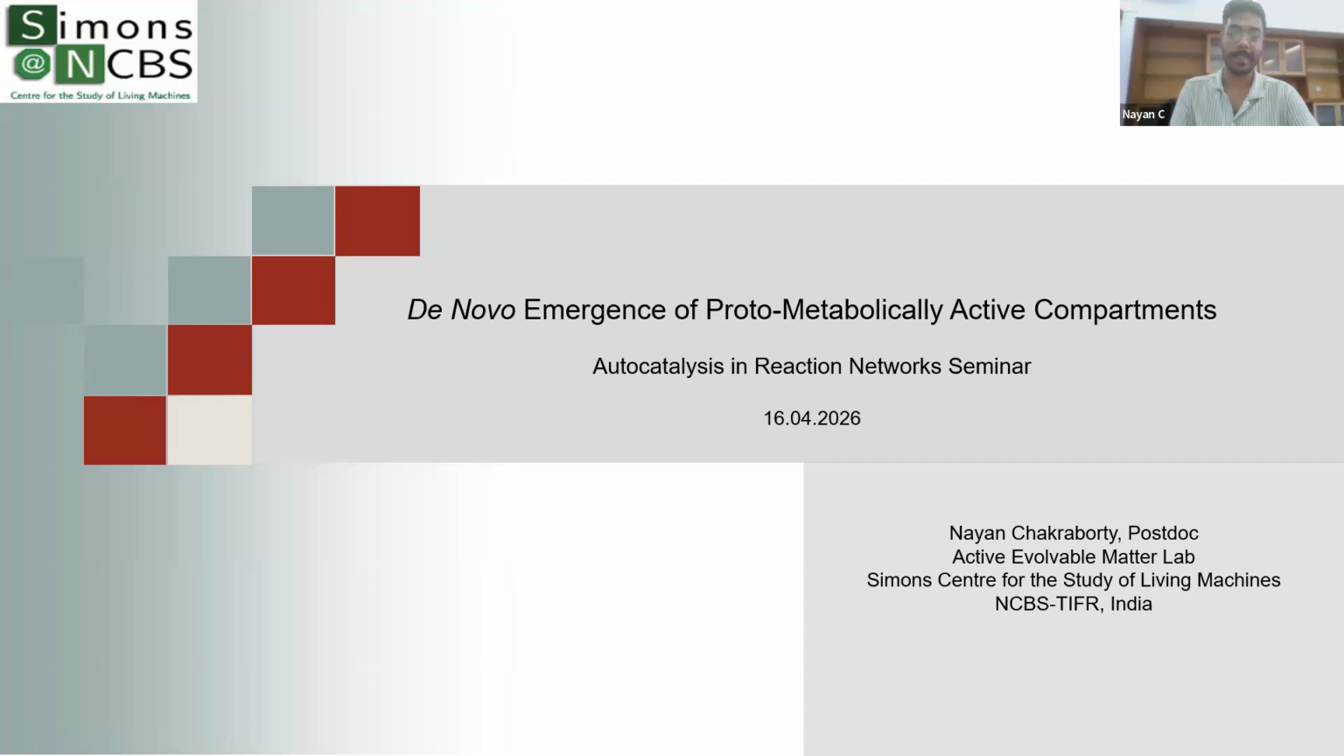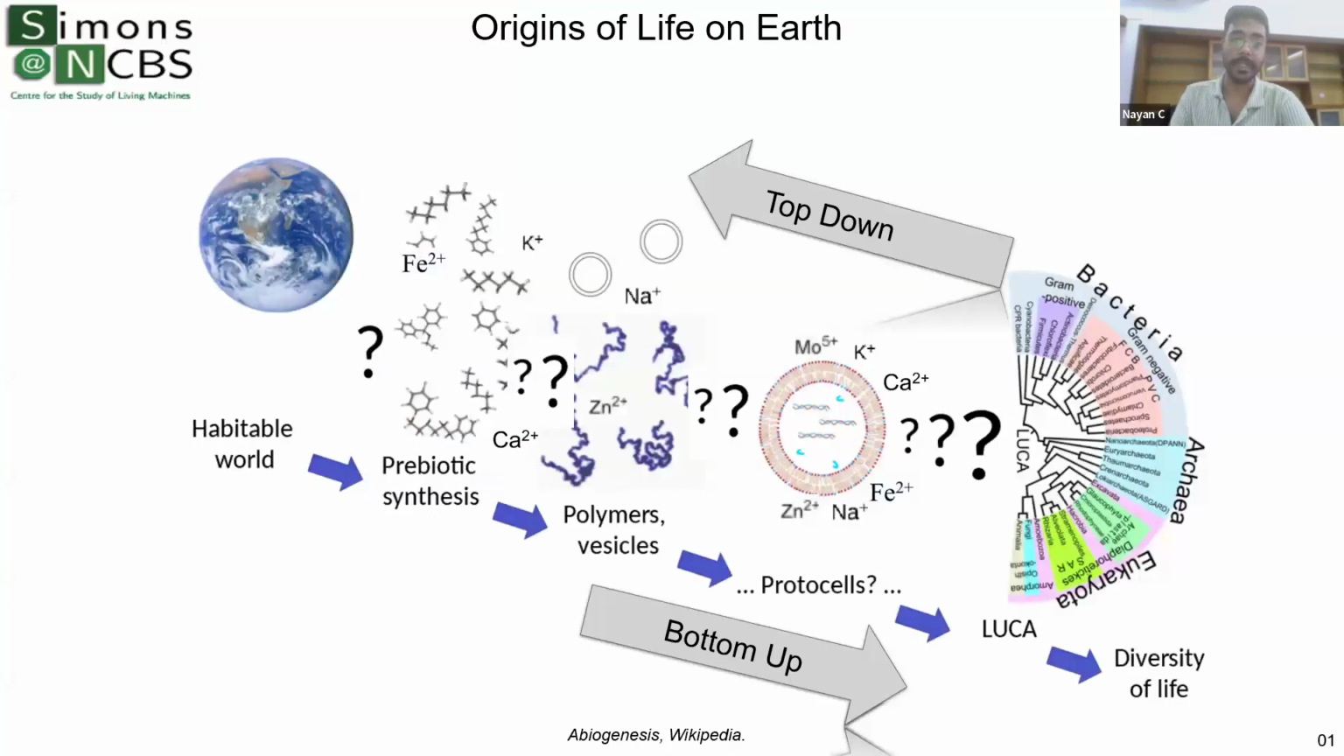Thank you, everyone. Today I'm going to talk about a very simple compartmental system, which is capable of what you call proto-metabolism. Just to dive straight into it, this is a basic schematic of the origins of life problem on Earth. On one hand, we have a habitable world. On the other hand, we have the diversity of life, all the way starting from LUCA, if you may. And in between, there are all these steps of complexity.